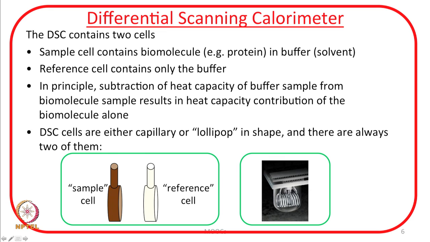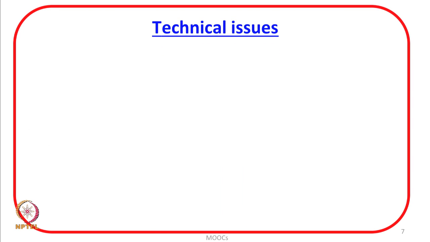And the next, DSC cells are either capillary type or lollipop in shape, and we will discuss later on why and which design is better. But in addition to this, there are some technical issues. For example, cell geometry is important. It is not always possible to prepare a pair of cells in which the cell geometry is 100% similar.